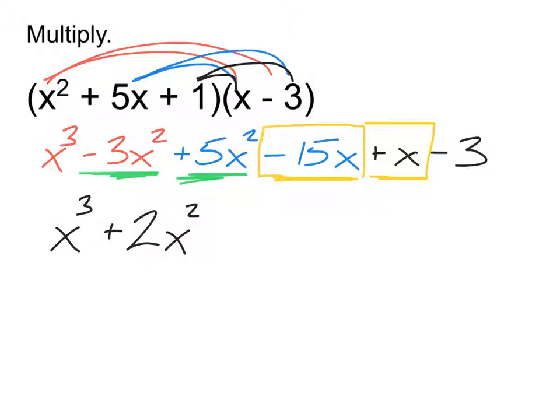Then I got the negative 15x plus the x. That's like negative 15 plus 1. So it's negative 14. So I go minus 14x. And then that minus 3, again, it didn't have any others like it, so it stays the minus 3. And it's done. That is your final answer. That's what we're looking for on this one.